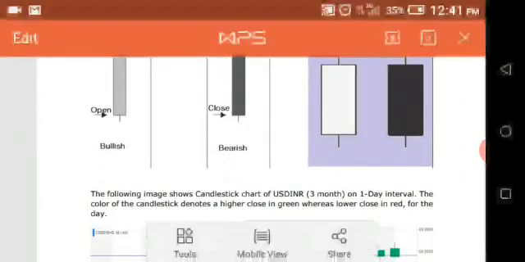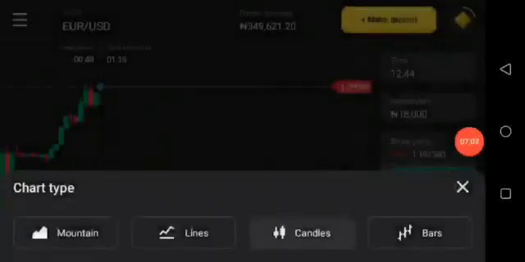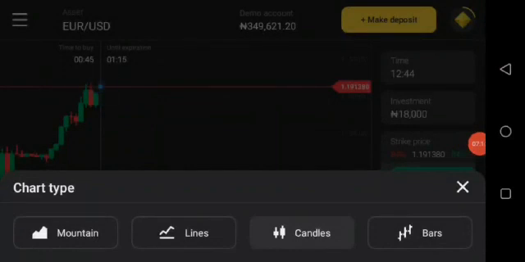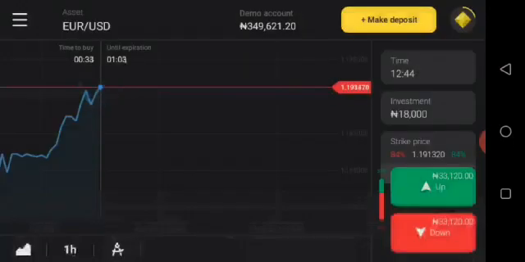So let me go down to the practical aspect of this chart. We can see on this screen right now the chart types. Here we have the mountain, the line, the candlestick, and the bars. Let me show an example of the mountain. This is the mountain chart. You see how it moves. That is one of the examples of the chart.